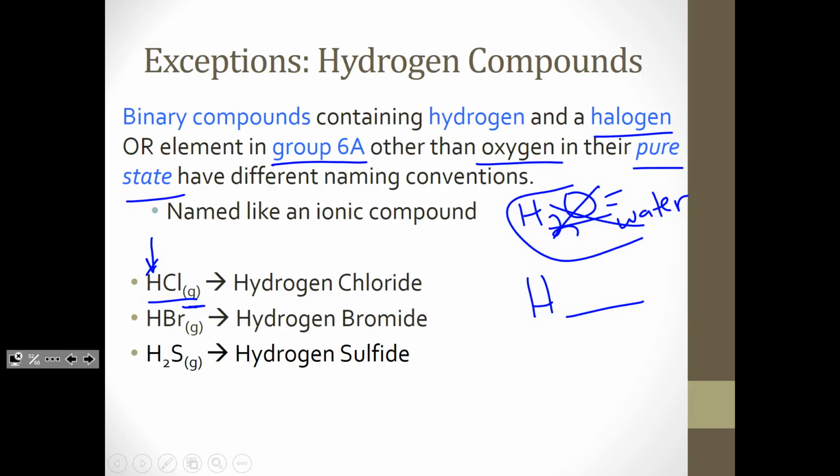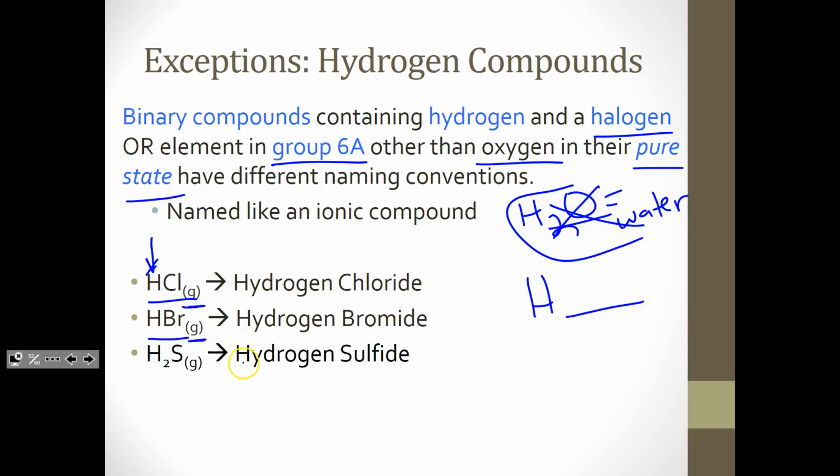So instead of saying hydrogen monochloride, according to the rules we learned in the covalent video, we would just say it's hydrogen chloride. HBr, it looks like it could be an acid, but once again, look at the state of matter. It's a gas. The pure state of HBr is the gas state, and so we're going to name this according to ionic rules. So instead of saying hydrogen monobromide, we're going to say hydrogen bromide.